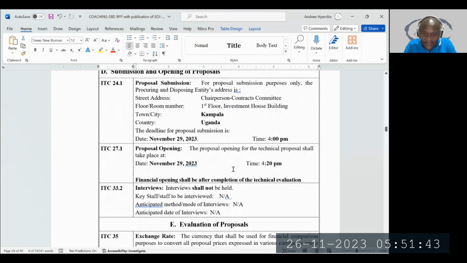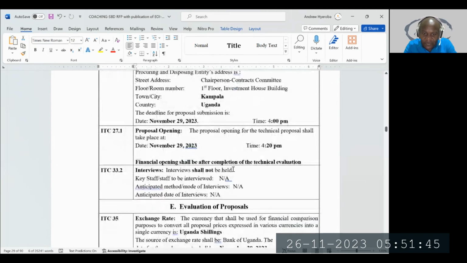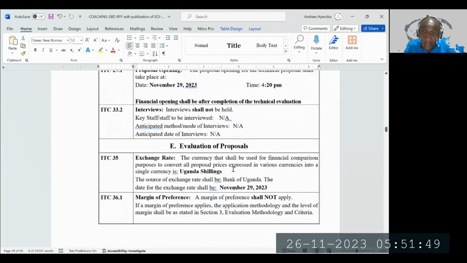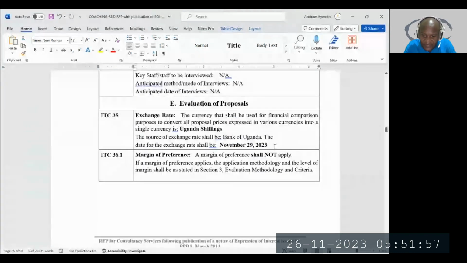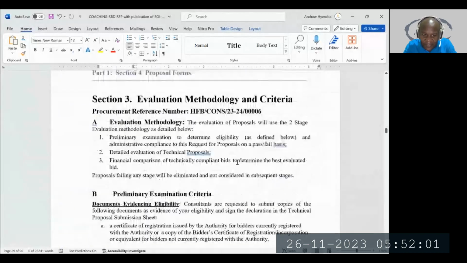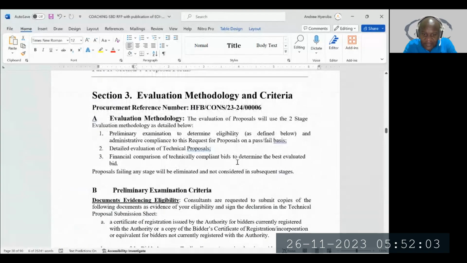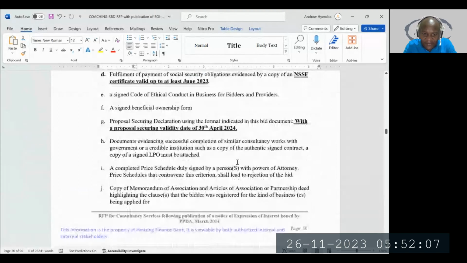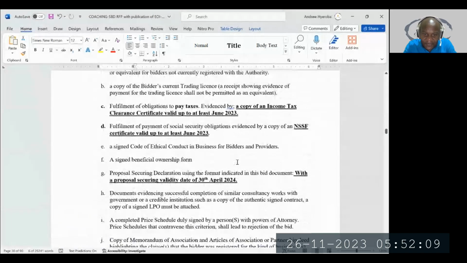So they give you the address you must submit it to, when it shall be opened, and they shall not hold interviews. And then the exchange rate, the currency to be used for financial comparison, is Uganda shillings. There is no margin of preference applicable. The evaluation method is there.